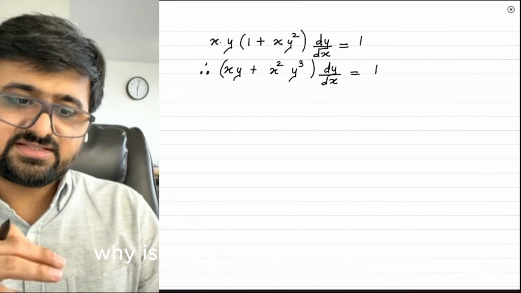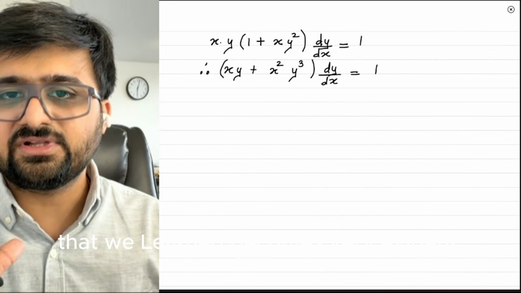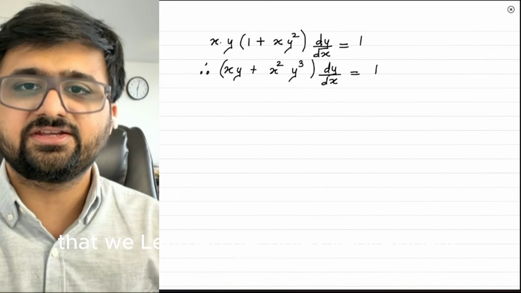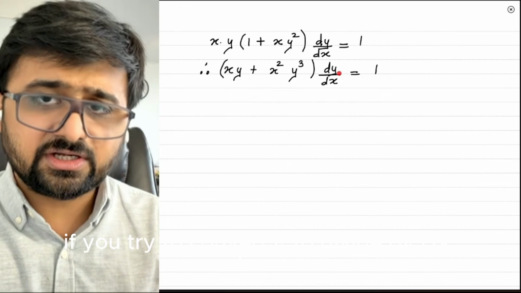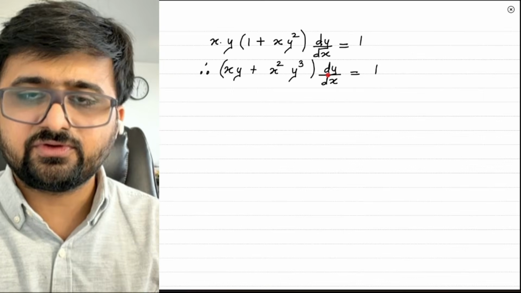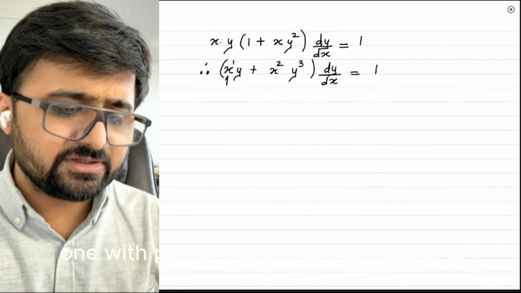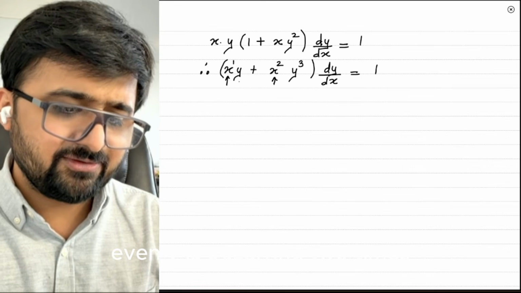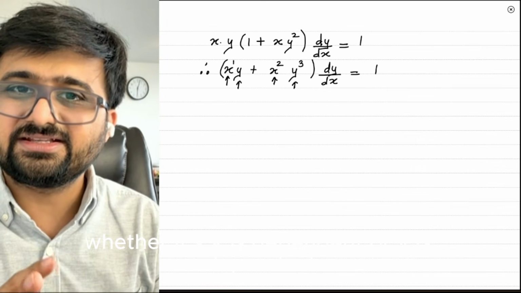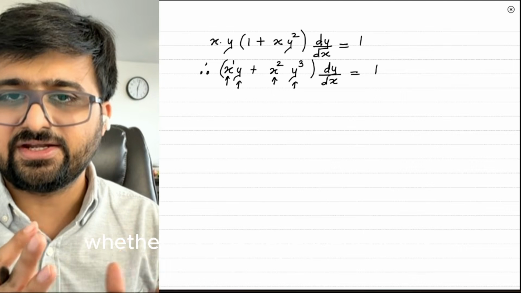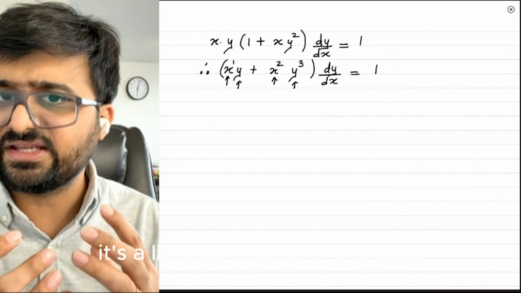Why is this an interesting question? Because the concept of dependent and independent variable that we learned becomes very evident here. What do I mean by that? If you try to convert it to dy by dx form, x is occurring two times, one with power 1 and one with power 2. Even y is occurring two times. So it's very hard to judge in this case whether x is dependent or y is dependent, or which is independent. It's a little bit trickier in this case.